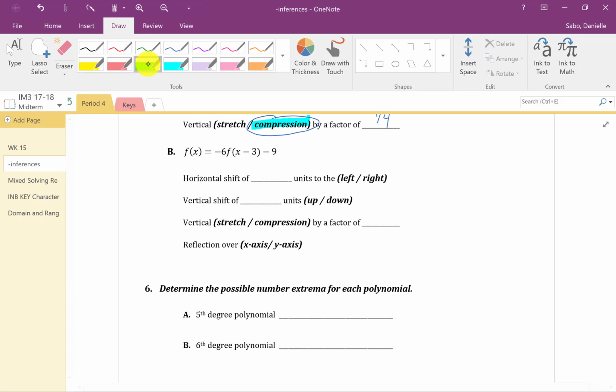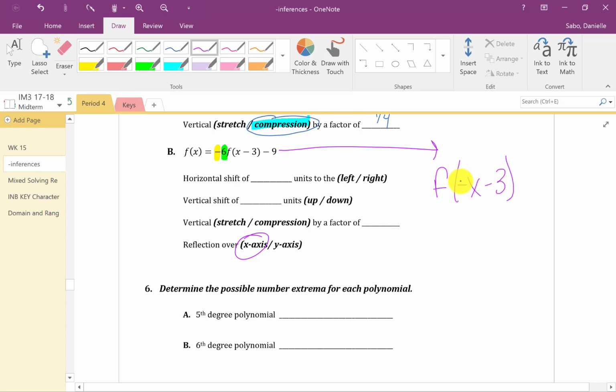Another one here, same kind of problem. I have this 6 out in front, but don't forget about this negative. The negative right next to this equal sign here is going to tell me that I'm reflecting. I'm reflecting over the x-axis. The only time it's going to be y is if it looked, I'm going to rewrite this, don't write this down, but if I rewrote this as f of negative x minus 3, that's going to tell me that we're reflecting over the y-axis. But most of the time, it will be the x.